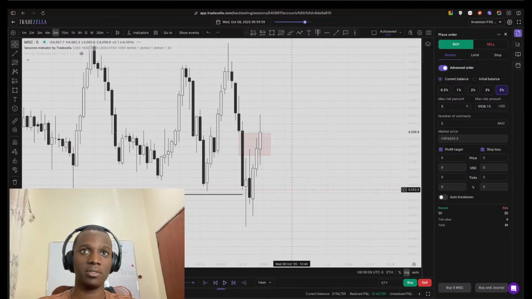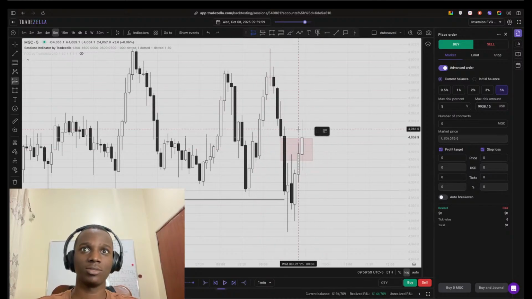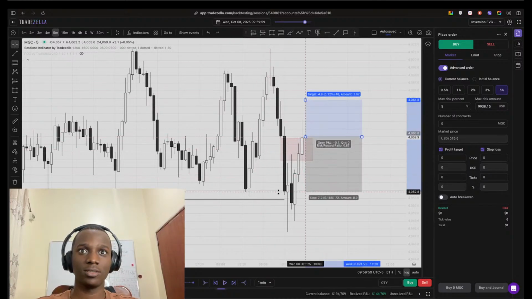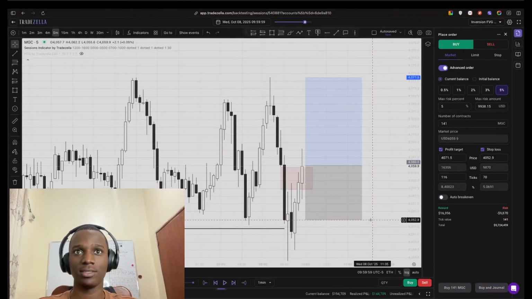15 minute. Okay, now this will be better because we retraced into this 15-minute gap, so we just simply like to see price displace higher, something like that. So these relatively equal highs.